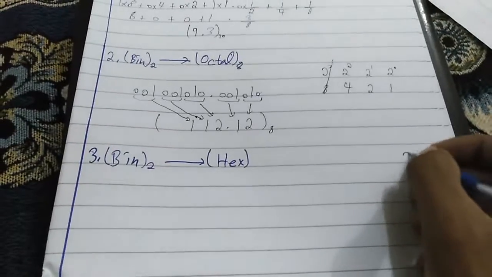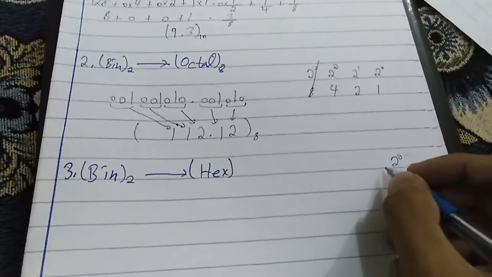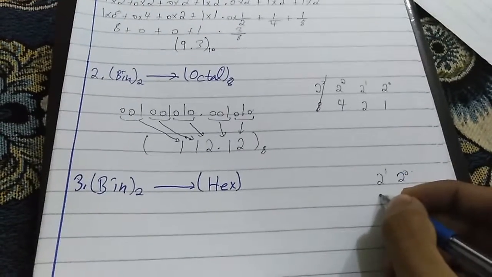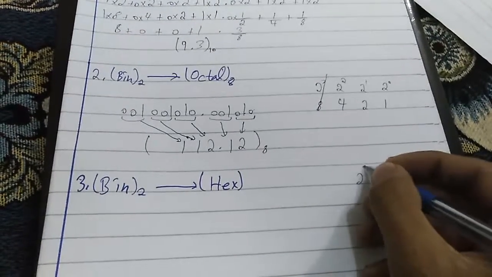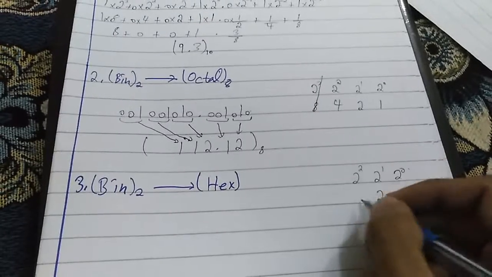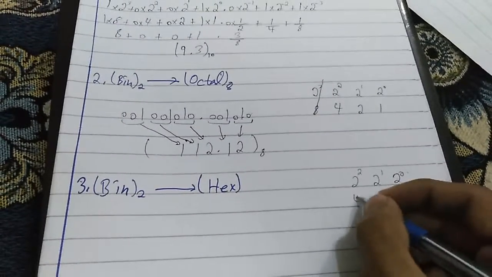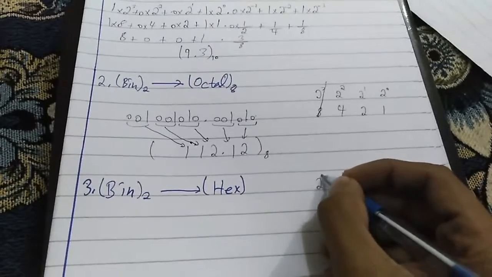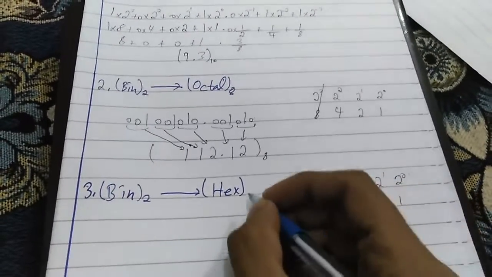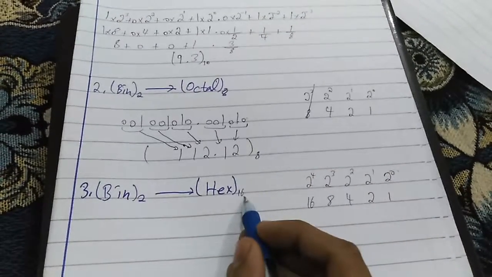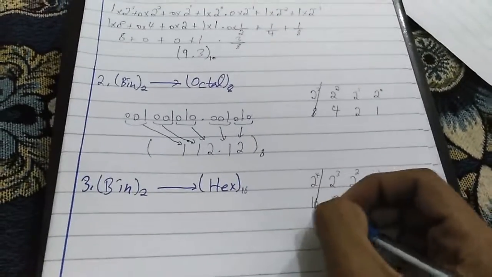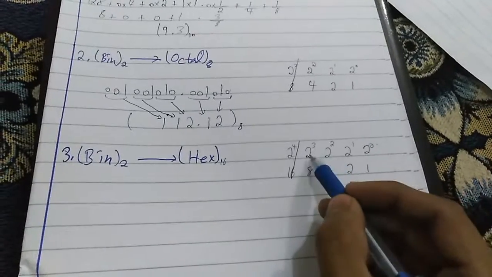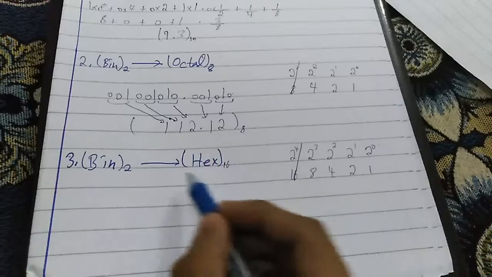If we take powers of 2: 2 to the power 0 will be 1, 2 to the power 1 will be 2, 2 squared will become 4, and 2 to the power 3 will become 8. Now 2 to the power 4 will become 16, and the hexadecimal number system is also 16, so it is not divided further. Now in binary to hexadecimal conversion we will choose groups of 4.